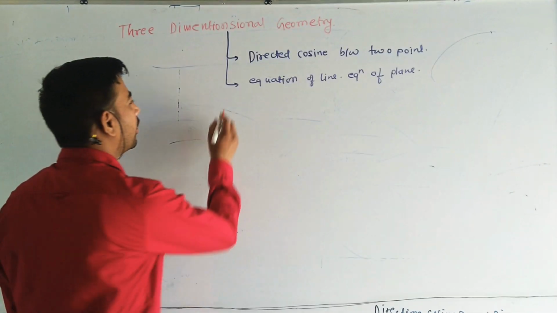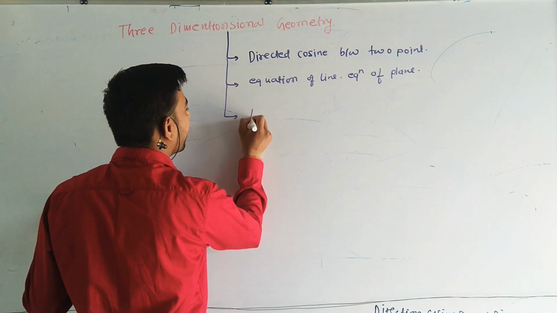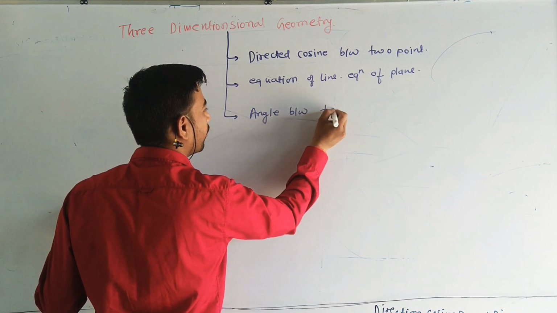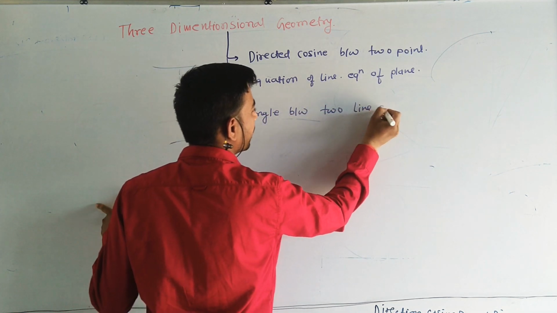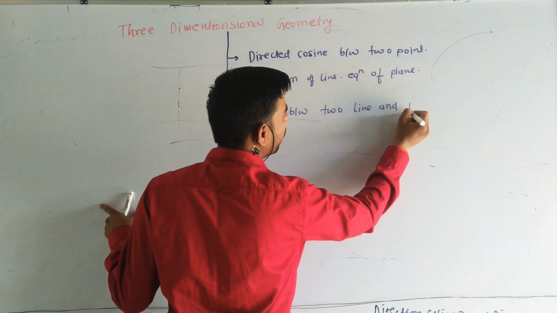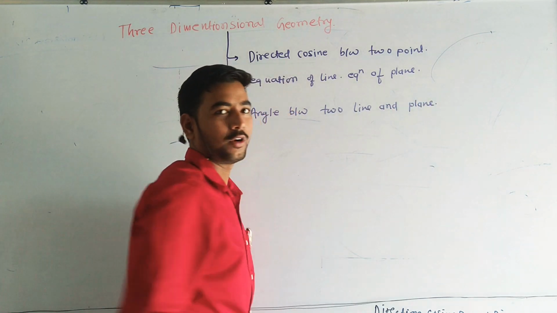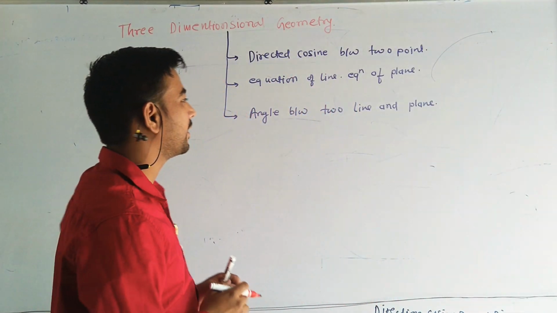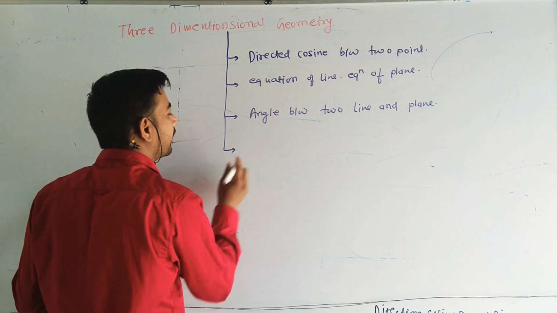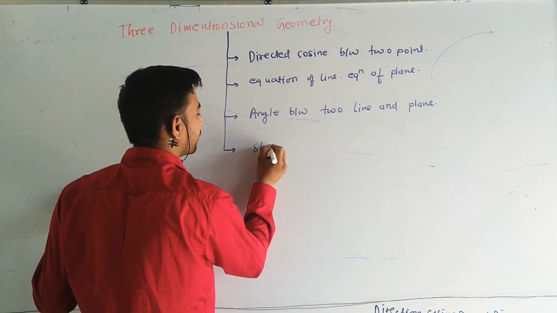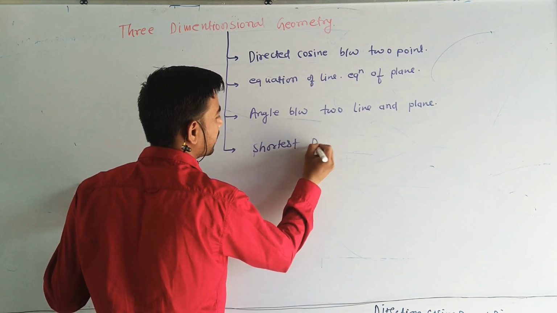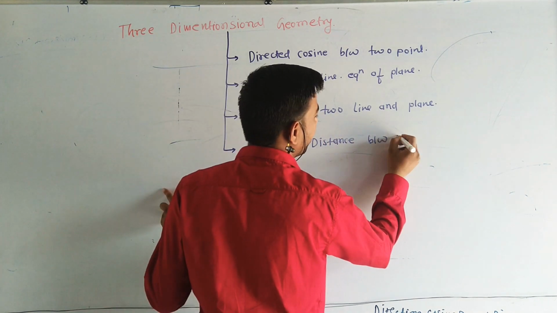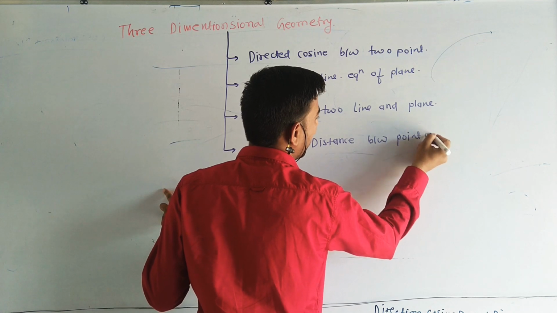And one more thing, we will study the angle between two lines and the angle between two planes also. Okay, we will study the angle between two lines and the angle between two planes, and we will study the shortest distance between a point and a plane.